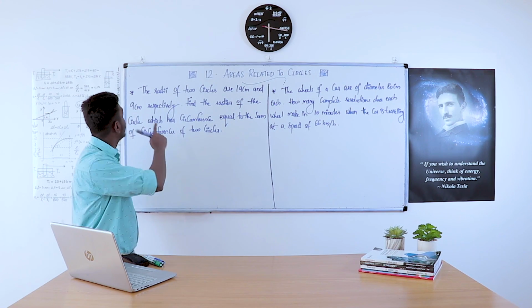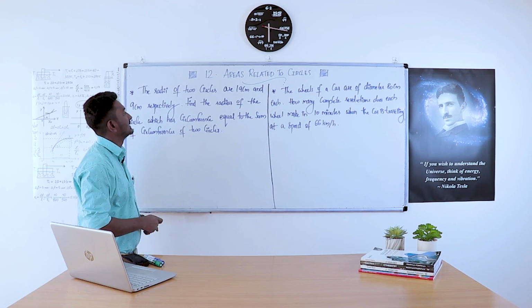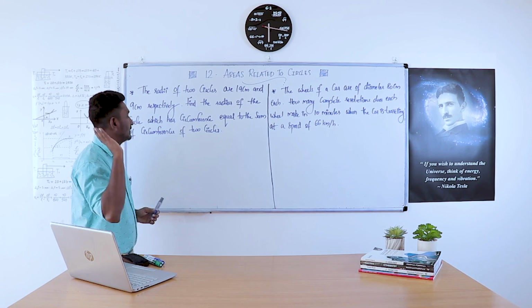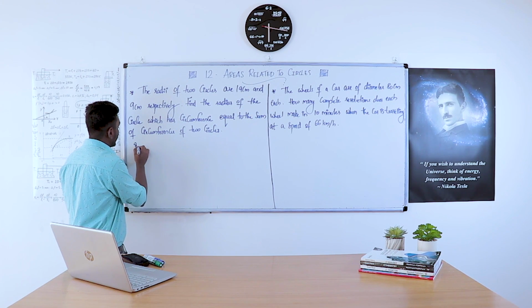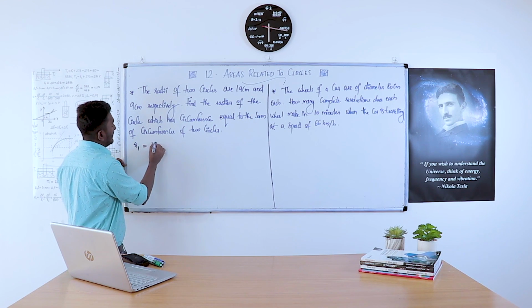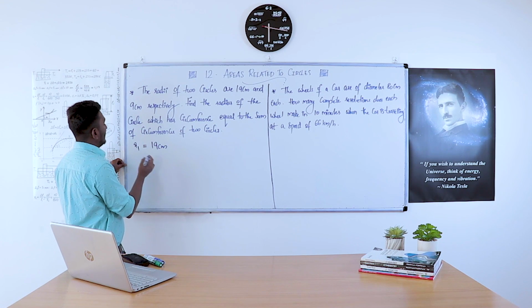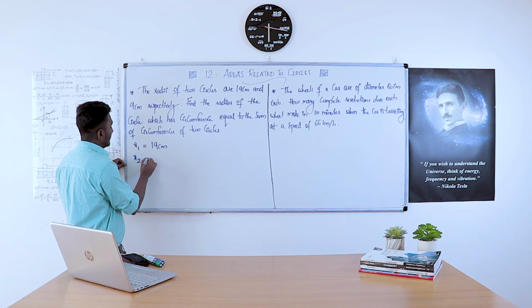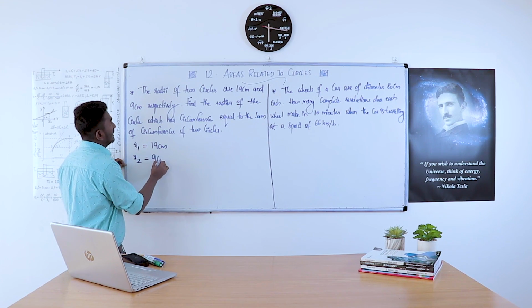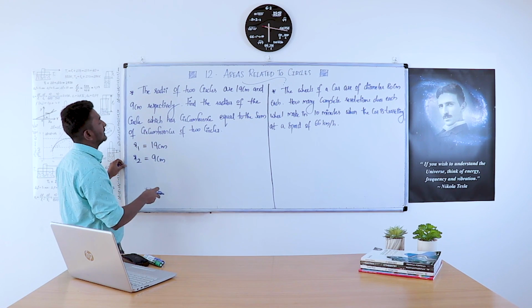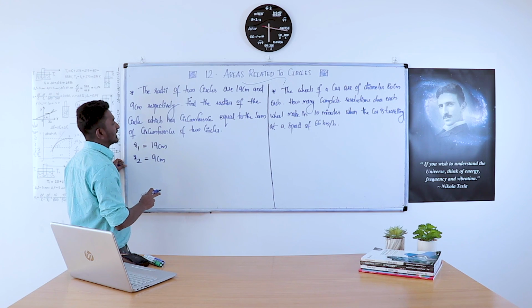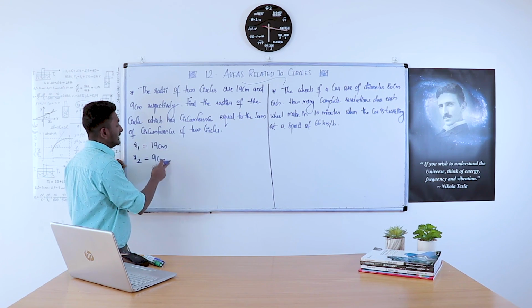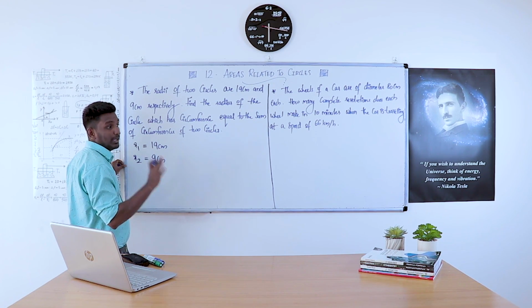First problem. The radii of two circles are 19 centimeter and 9 centimeter respectively. So we are having two circles. The radius of the first circle, I am taking it as R1, is equal to 19 centimeter. And the radius of the second circle, I am taking it as R2, which is 9 centimeter. Find the radius of the circle which has circumference equal to the sum of the circumference of two circles. So find the circumference. Circumference means simply perimeter.